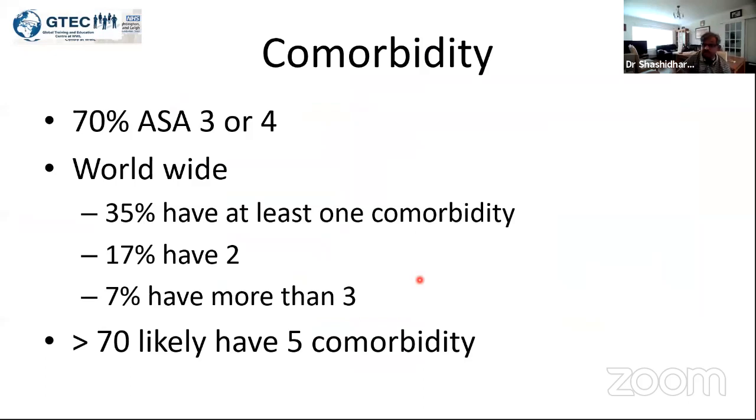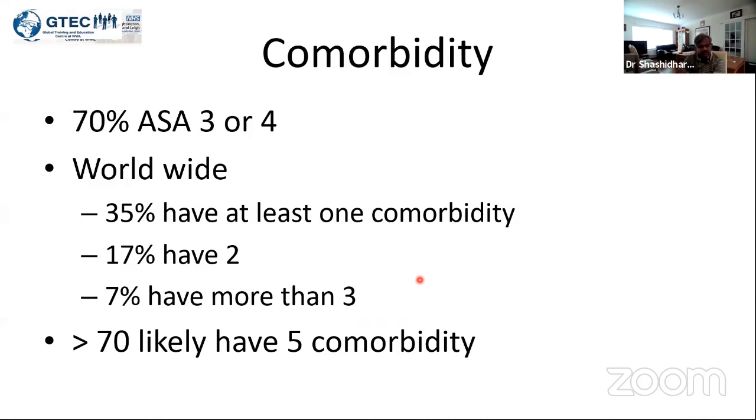70% of the patients will be ASA 3 and 4. I think over probably the last 8 years, I have not anesthetized a single fractured neck of femur who is less than ASA 3. I do about 20 neck of femurs every year.